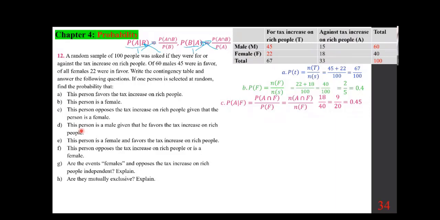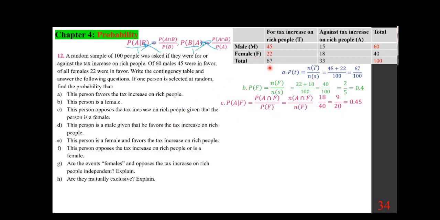The next one says: this person is a male given that he favors tax increase. So this is the next part. If you were just to come up with the answer without writing all of this, I just want to make a point. Right after given, favors the tax increase. So for tax increase, 67, you have no longer 100 as your sample space. It has gone down to 67. So take a look at the question. What comes after the given? That's your sample space. Now, 67 is the denominator.